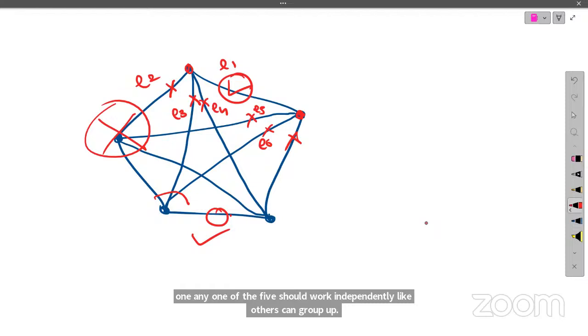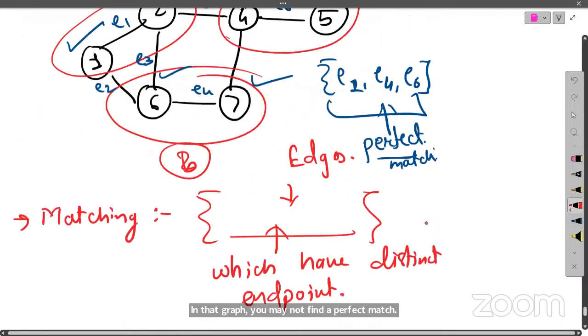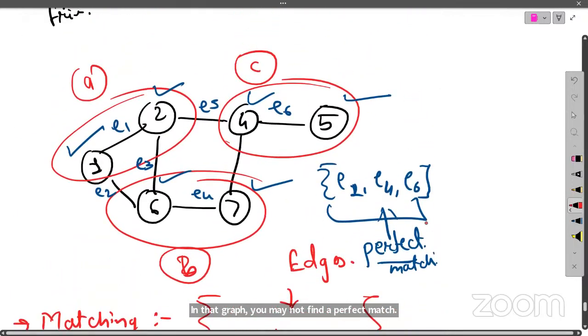So it's not always the case that we have a perfect matching. We always have an independent set, we always have a vertex cover, and we always have a matching, but we may not find a perfect matching. There are several examples: take any complete graph, that means any graph in which every vertex is connected to every other vertex. In that graph, you may not find a perfect matching. Okay, so that's the main point I want to make. Is it clear what a matching is? What is a perfect matching?